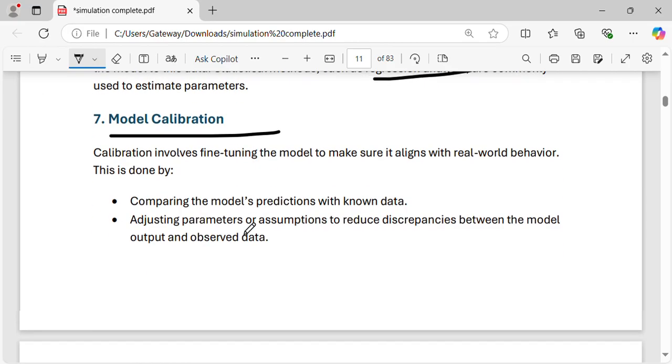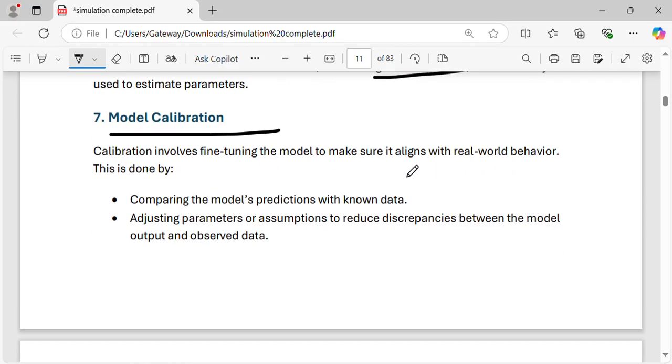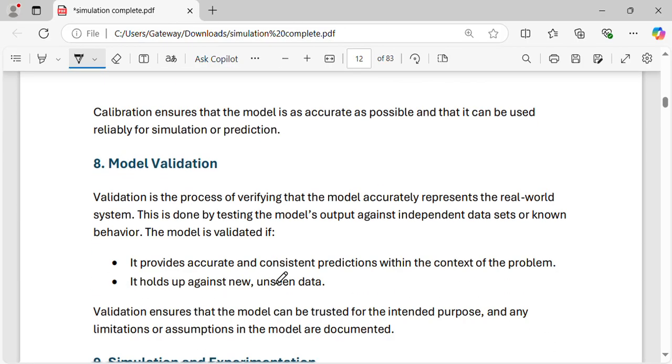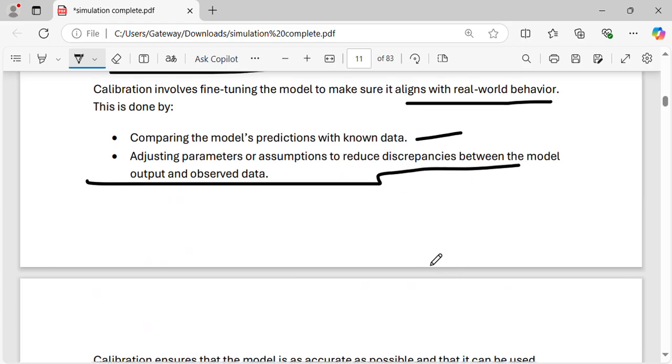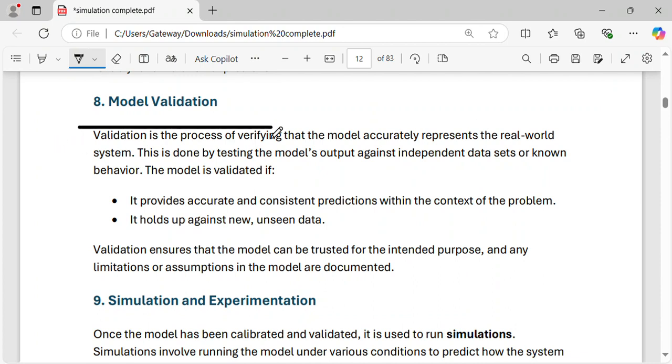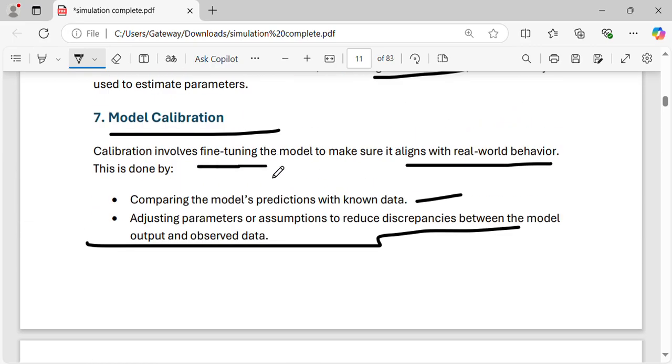Model calibration: fine-tuning the model to make sure it aligns with real-world behavior, comparing the model's prediction with known data, adjusting parameters or assumptions to reduce discrepancies between the model output and the observed data. So we may adjust the parameters, and discrepancies mean any sort of disturbance or misunderstanding or confusion. Calibration ensures this, okay, and then we have model validation, the process of verifying that the model accurately represents the real-world system, right? So this is just the fine tuning, right?